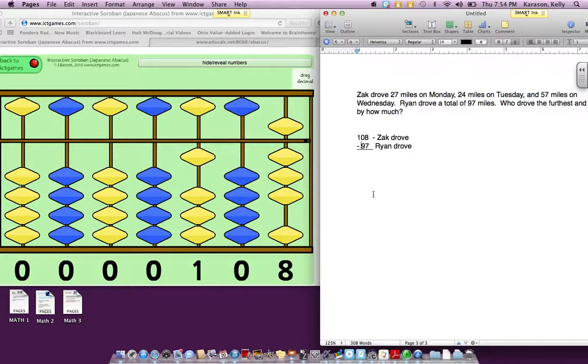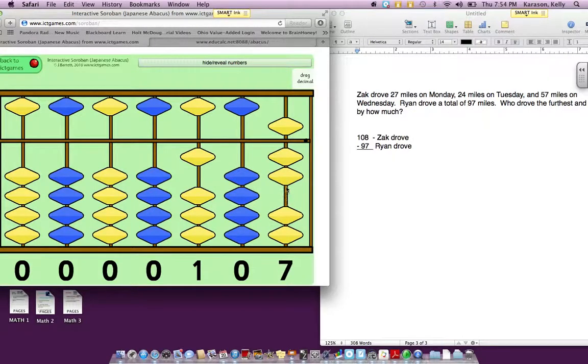So now we have our problem, 108 minus 97. All we're going to do now is go back and we're going to subtract. We're going to take away from our ones place first. We have 8, and I'm going to take 7 away. So let's count. 1, 2, 3, 4, 5, 6, 7. We now have 1 in our ones, and now I have to take 9 away from our tens.